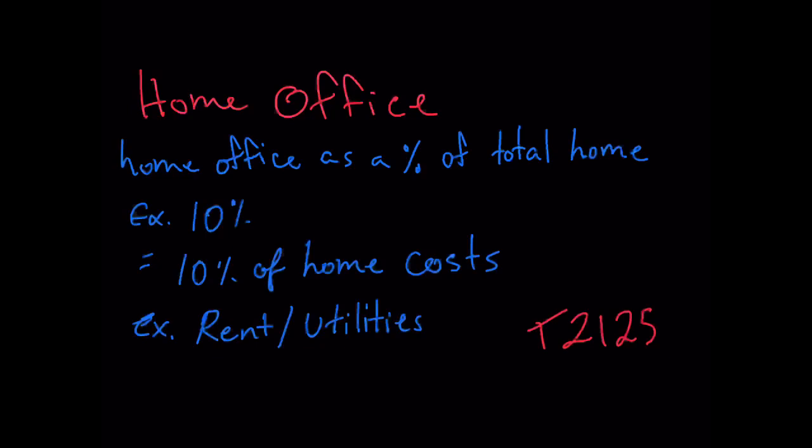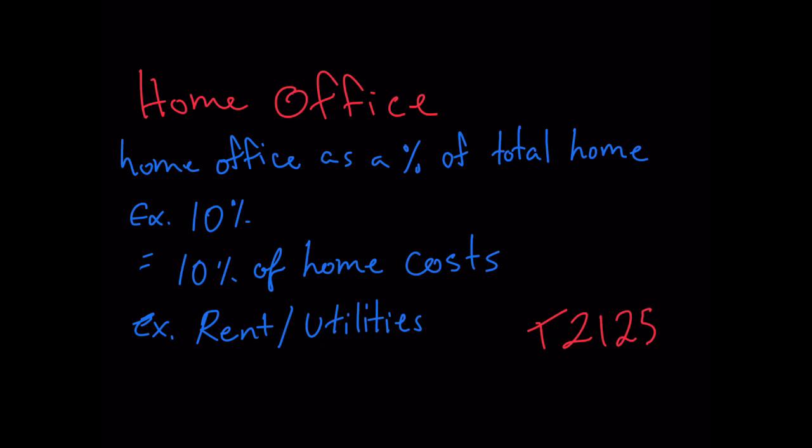Now, one of the business expenses that you have available to you, if applicable, is the home office. And so for home office expenses, they work basically as a percentage of your total home. So say your home is 1,000 square feet and your home office is 100 square feet. Well, quick maths, that would be 10% of your home, and therefore 10% of your home costs could be put towards your home office expenses.